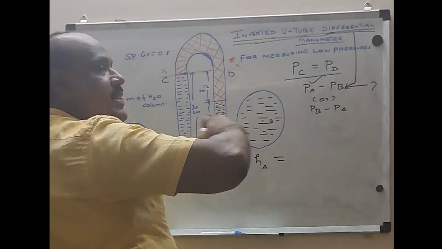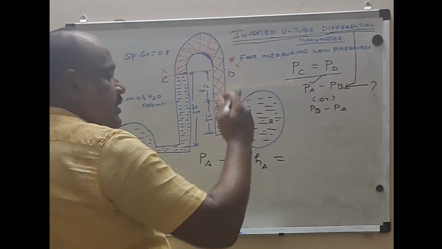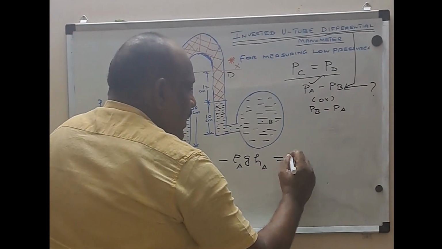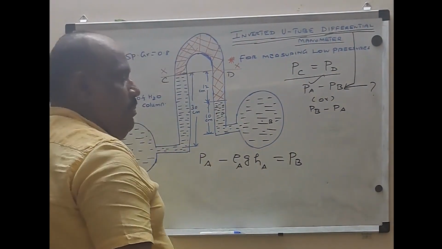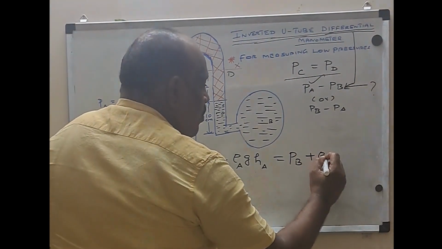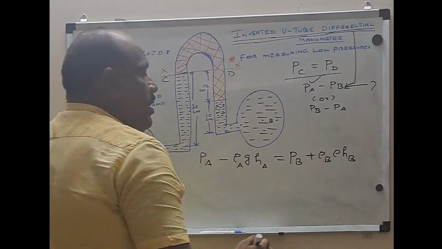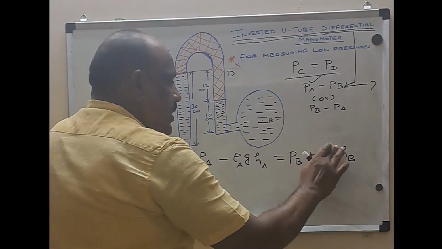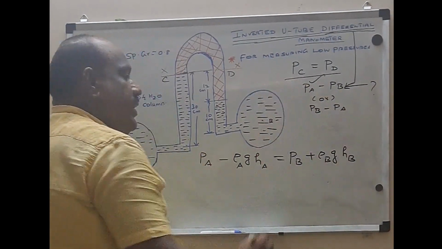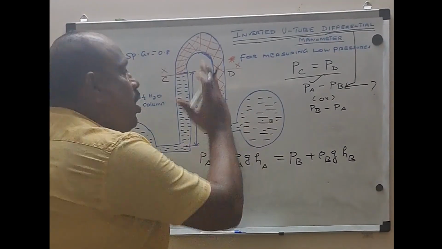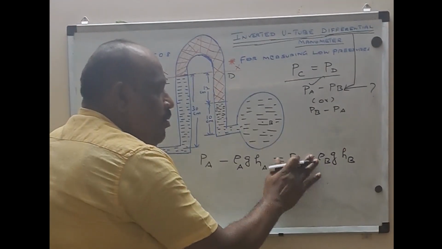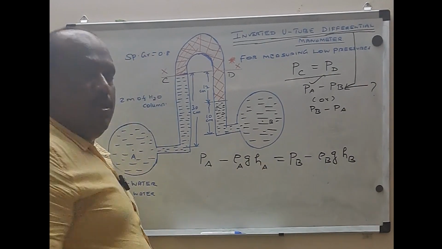Let us start from the right hand side and go like this. So what is the pressure at B? It is PB plus rho B into g into hB. Here also the water is trying to go against the gravity. So plus g becomes minus g. I hope you got it.